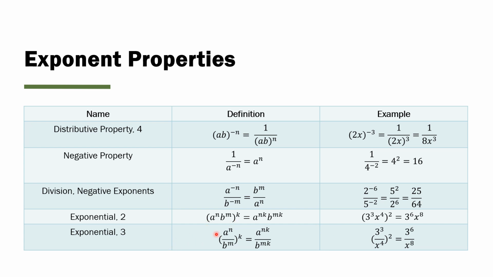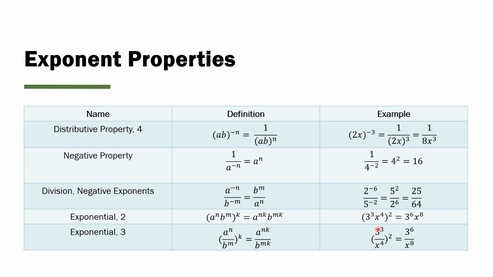And this is a very similar idea to the last property. You have the division of a to the power of n divided by b to the power of m, raised to the power of k. This k will distribute to the numerator and the denominator, and those exponents will multiply once again.